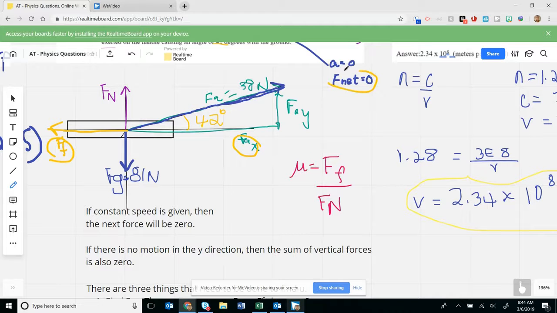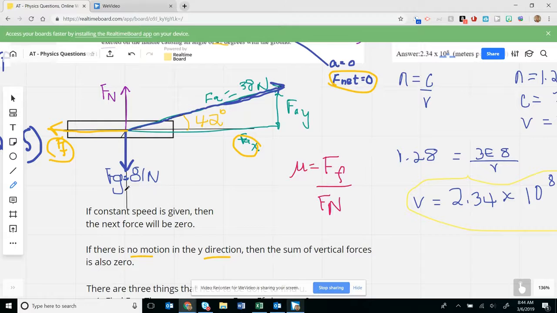And if the net force between them needs to be 0, they're basically going to have to be equal. They're going to cancel each other out. Now, in the y direction, we can assume that the sled is not getting lifted off the ground, so there should be no motion in the y direction. And that also means the sum of the vertical forces should also sum to 0.